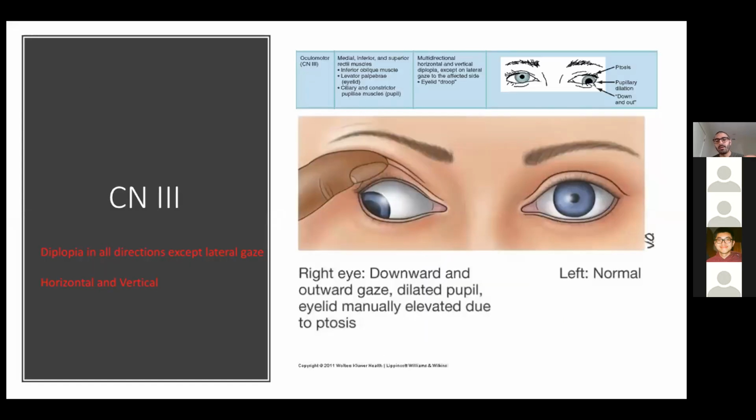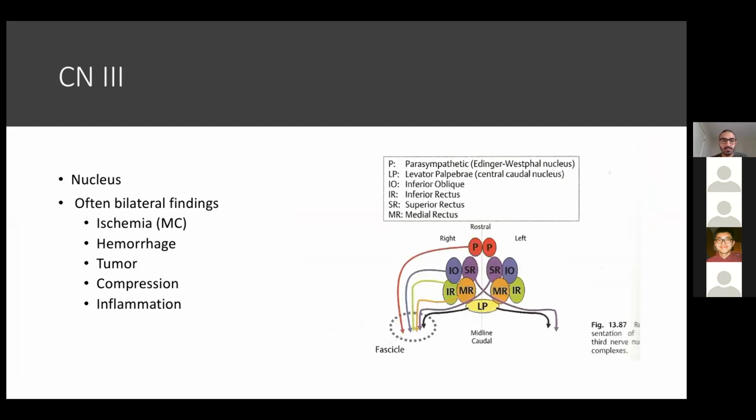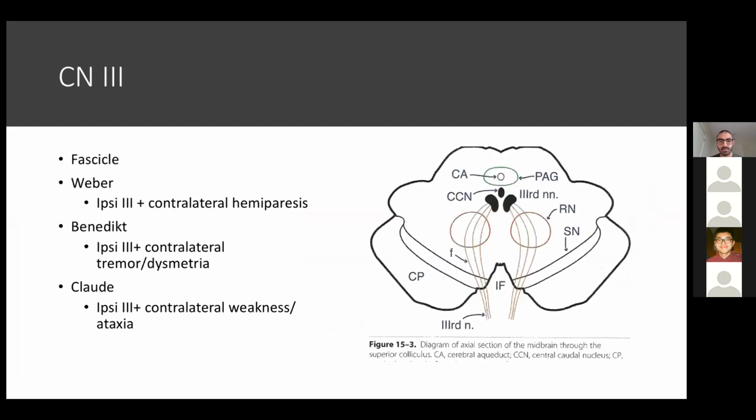And again, the pupil dilation here only happens if it's affecting the parasympathetic fibers, and we'll talk more about this in the next slides. If it's affecting the nucleus, often the findings are bilateral. Ischemia is the most common cause. It makes sense because at the nucleus, they are next to each other in the brainstem.